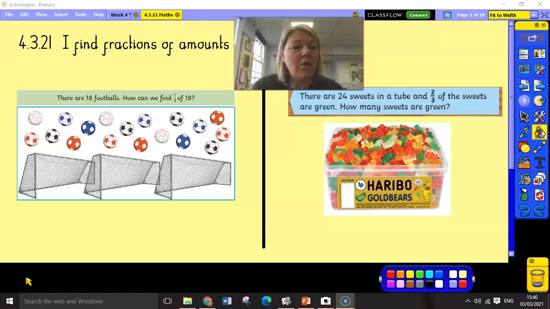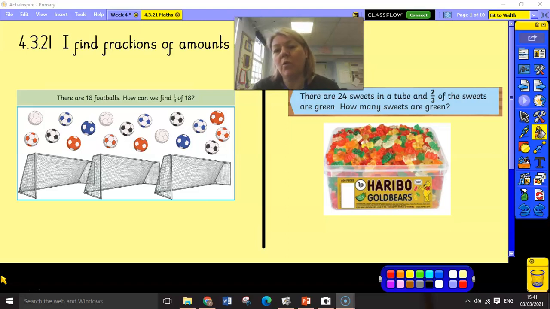So just to get us started, there are a couple of questions here. The board is split in two, so there are two questions just for you to have a go at, just to get our brains thinking again. Over this side, we can see that there are 18 footballs. How can we find a third of 18? What would you need to do? You might need to draw yourself a bar model to help you with this, or you might be able to use your multiplication facts to solve that problem really quickly. Remember that if we're finding 1/3 of 18, all we're doing is sharing 18 into 3 equal parts. That should give you a little bit of a hint.